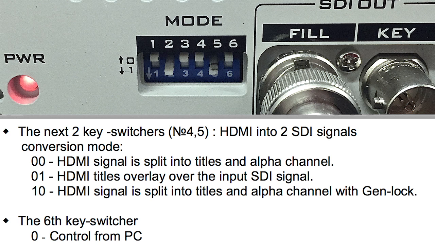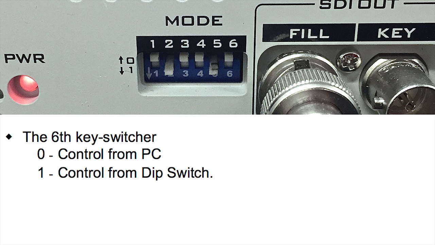For the workflow in this tutorial, we're going to use the downstream keying method. So set the dip switches 4 and 5 to HDMI titles overlay SDI in. And last but not least, set the switch 6 to dip switch.